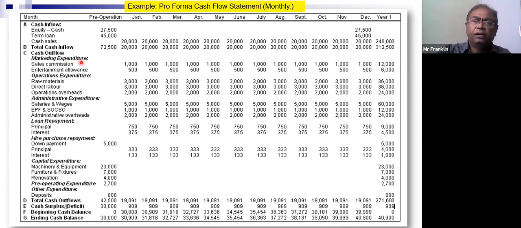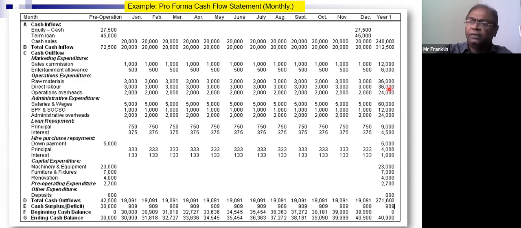You look at the cash flow. The expenditure is where? Buy the materials. Commission, yes, very good. Buying the raw material, like commission, you pay 1,000, 500 you pay. Now let's look at the yearly total. Commission is what? 12,000. Okay, 6,000 for what do you call entertainment allowance. Operation raw material 36,000. Here is what? Operation overhead is 24,000. Administrative.